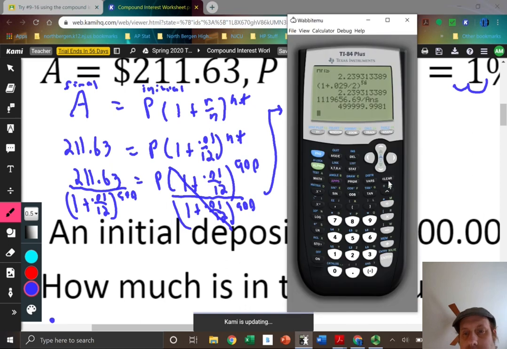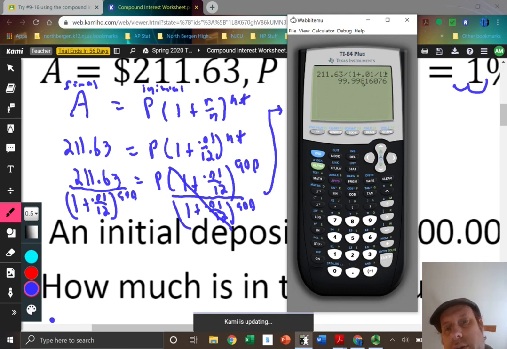So if you have a calculator like this, you could actually just say 211.63 divided by, make sure you put parentheses here, or else it will not do it correctly, 1 plus 0.01 over 12. All right, close it up. And raise that to the 900th power. There we go. That's it.